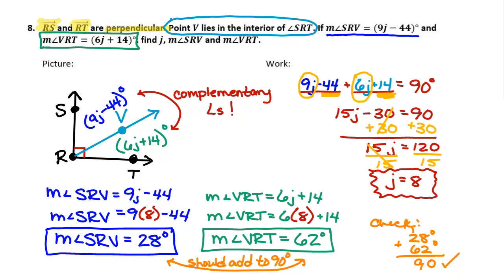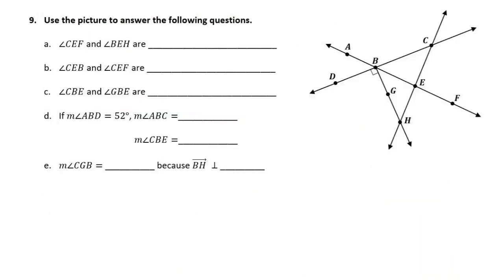Let's do the problem down at the bottom of the page. And I will warn you, I found a typo in this problem. It's the very, very last piece. So I'll tell you what that correction is when we get down there. I want to identify what special angle pairs we're looking at. So we have angle CEF, this angle right here, and angle BEH, this angle right here.